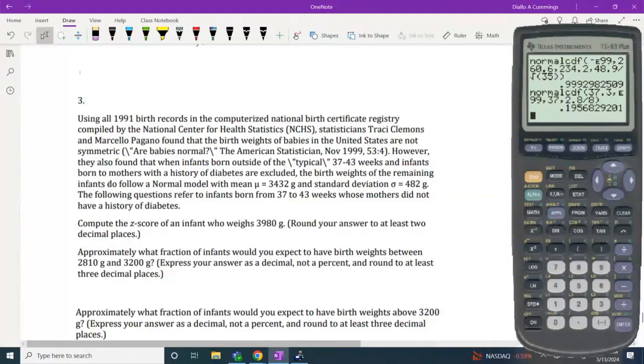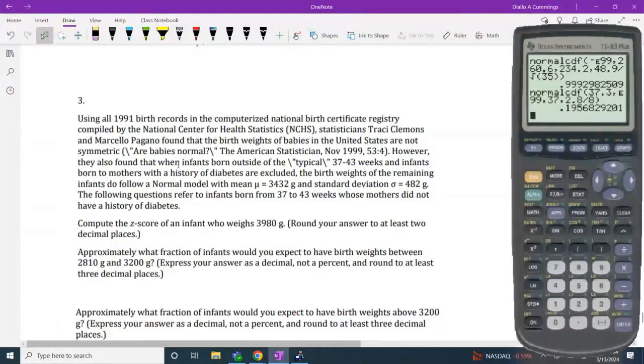the remaining infants do follow a normal model with a mean of 3,432 grams and a standard deviation of 482. The following question refers to infants born from 37 to 43 weeks whose mothers did not have a history of diabetes.